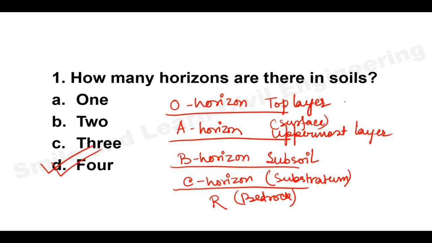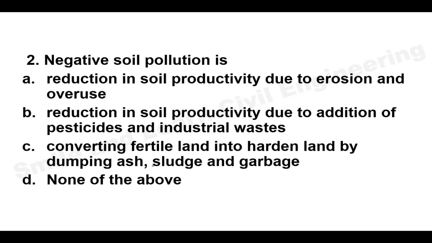Let's move on to the next question. Negative soil pollution. So what is negative soil pollution? Negative soil pollution is nothing but the reduction in soil productivity due to erosion and overuse. Option A is the correct answer. So you need to remember this. This is known as negative soil pollution.